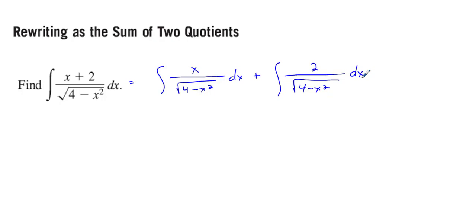Let's see here. This right one, it looks like an a squared minus u squared situation, right? Put this constant multiplier out in front, that's fine. So this looks like an arc sine one. Now what about this one? Well, normal u sub, yeah. U equals 4 minus x squared. That means du equals negative 2x dx. Ooh, we have an x dx divided by negative 2.